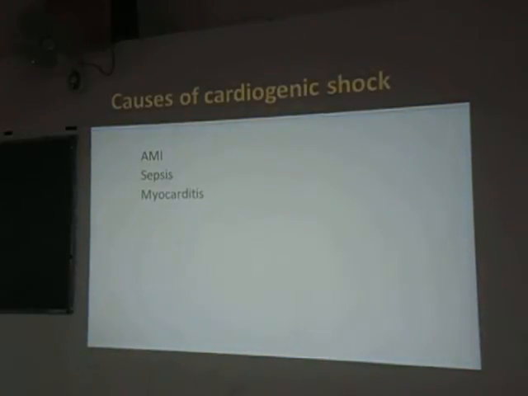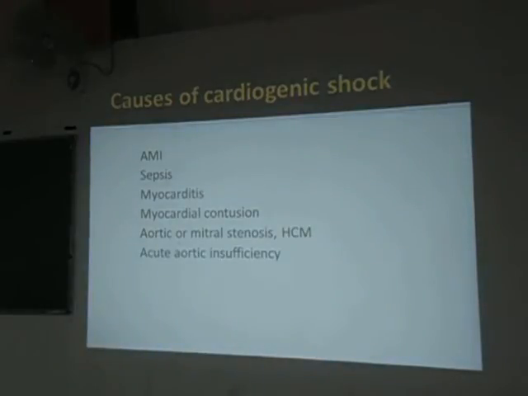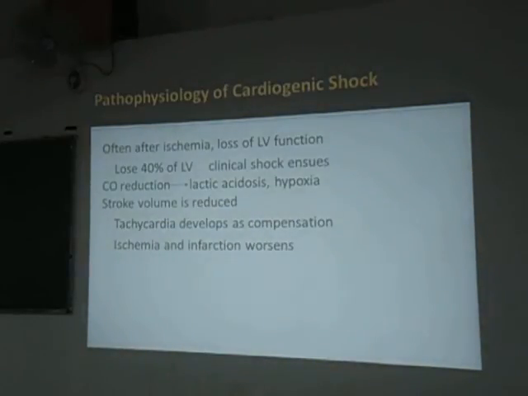So what are the different causes of this cardiogenic shock? We know something about acute myocardial infarction. In the last class we studied the different ways we can deal with myocardial infarction. Sepsis, myocarditis, myocardial contusion, acute aortic or mitral stenosis, hypertrophic cardiomyopathy, acute aortic infection. All these conditions can lead to cardiogenic shock.